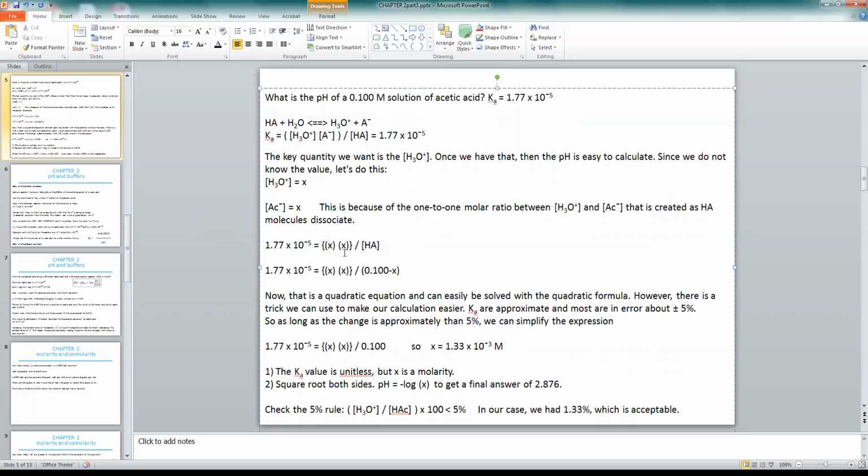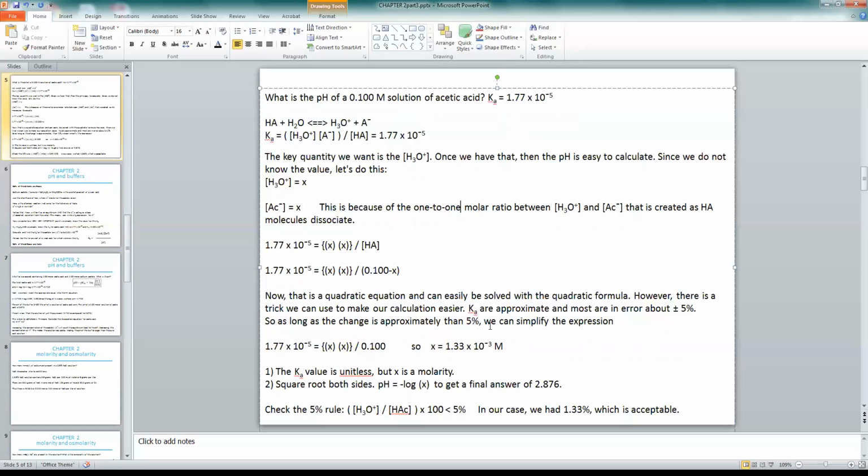And now I've got my HA. So what happens to my HA? Well, however much products appear, that's how much reactants have to disappear, and that's why I say minus x. This is going to result in a quadratic equation, and you could solve it using the quadratic formula, but we're actually going to use a trick to make our calculations easier.